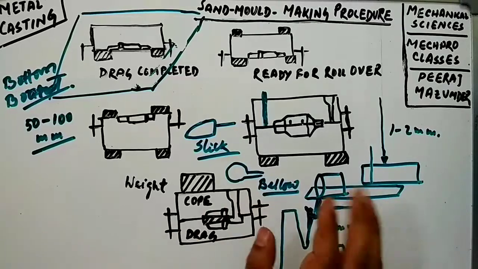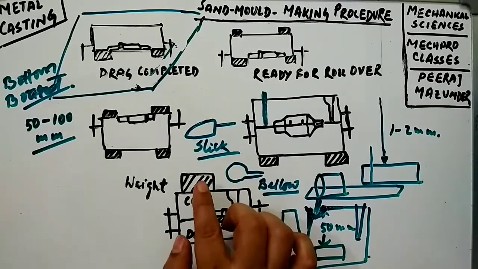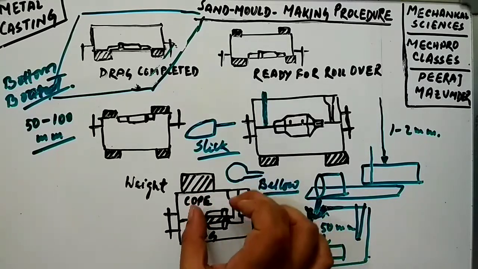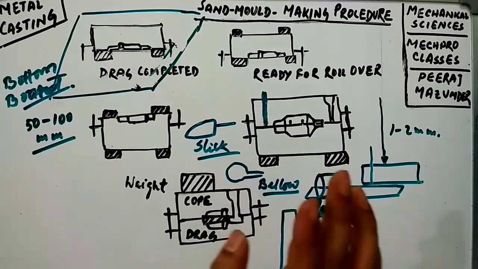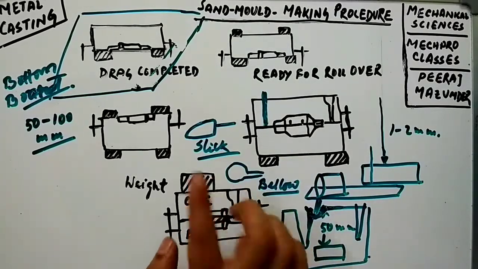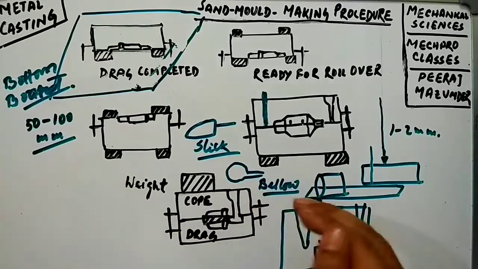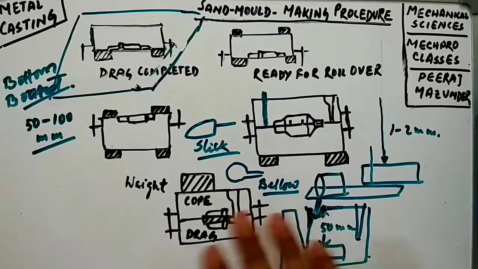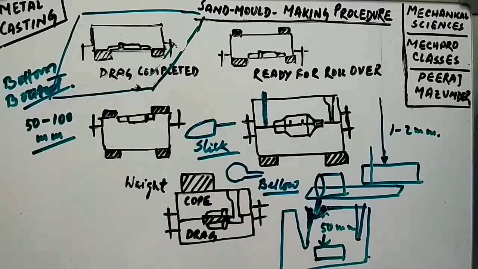Okay, and now this one you can see over here, this is the weight. So a suitable weight has to be put on the cope to take care of the upward metallostatic force during pouring of the molten metal. So you have to keep a weight over the cope. Okay, now the mold, you can see this one is ready for pouring. So that's all for the sand mold making procedure.